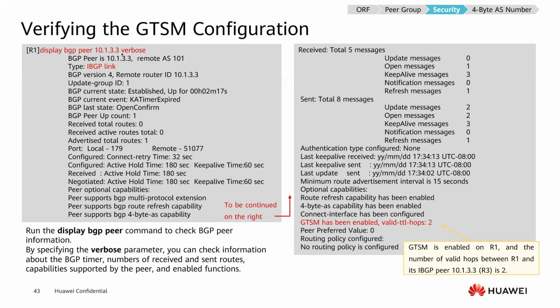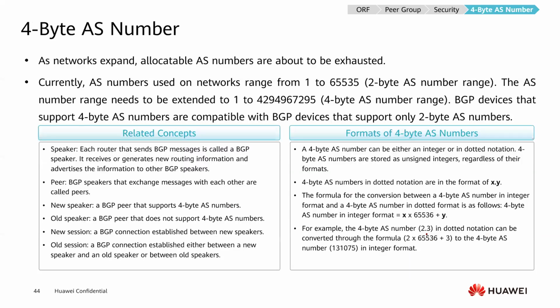And you can verify the GTSM configuration. For example, for R1 to R3, this is the IBGP link, and you can find that GTSM has been enabled and the valid hop is 2. Okay, this is for the BGP security. And the next part is the 4-byte AS number.